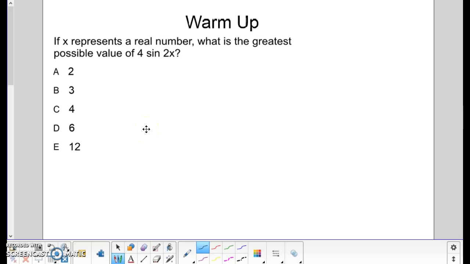First, we're going to look at the warm-up. You should be able to look at it and figure this one out. I think it's an ACT question. So pause it for a second, see what you think the answer is.